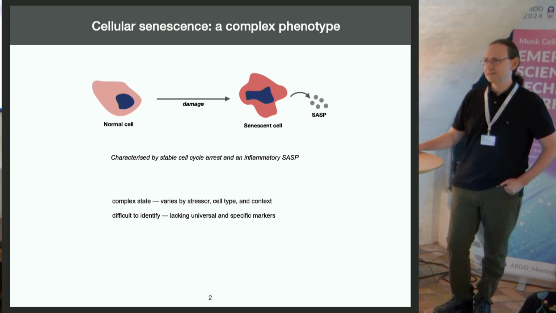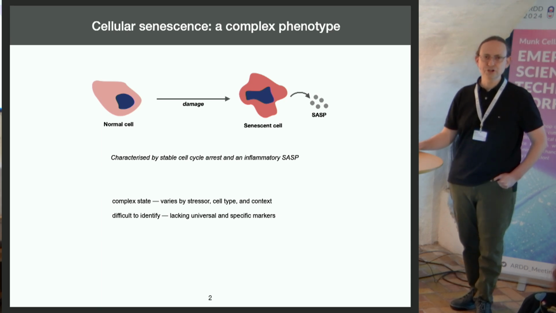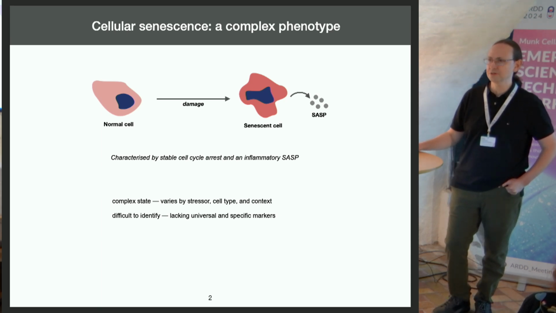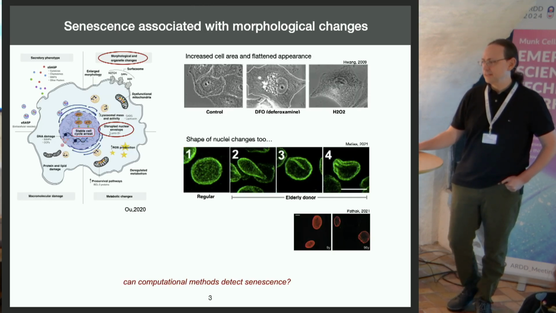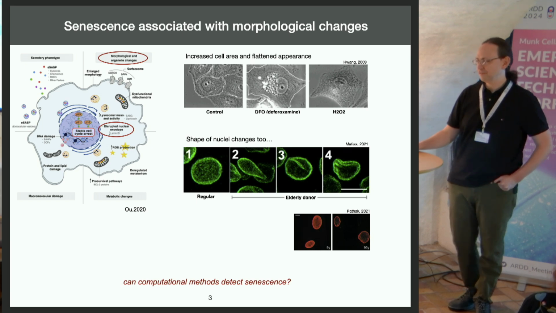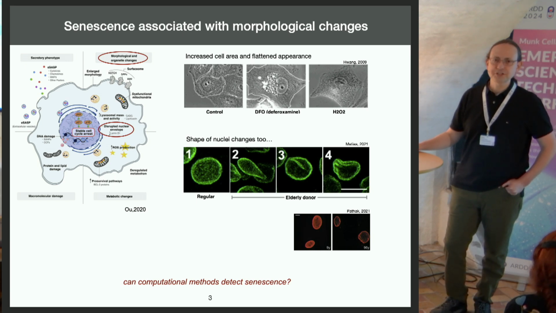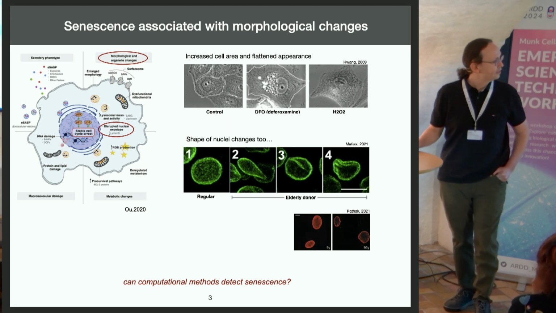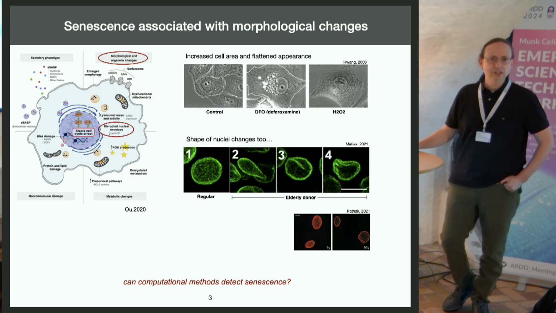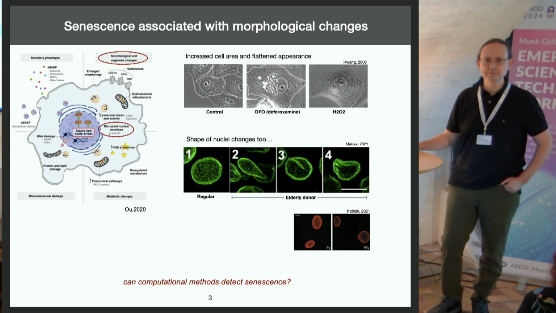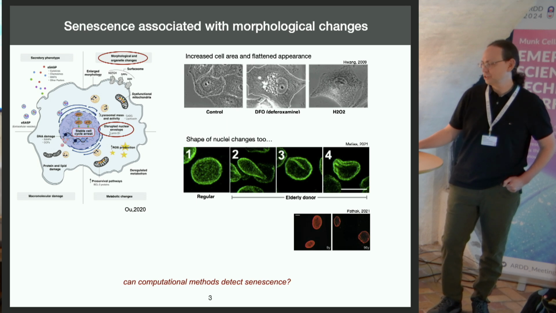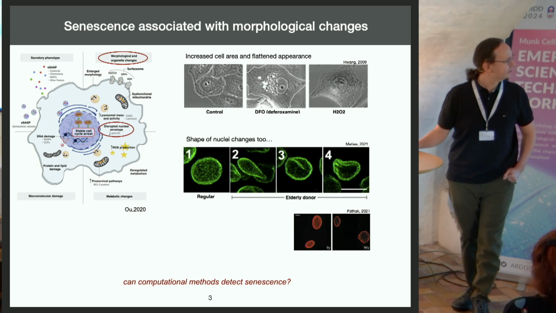Now, despite its great value in understanding aging and disease, it's a difficult state to pinpoint. There are no universal or exclusive markers for senescence. One characteristic of senescence, apart from other marker factors, is that there are often morphological changes associated with it. There's often an enlarged, flattened appearance in vitro, and the nuclear membrane often becomes convoluted, misshapen. And these are some examples here.